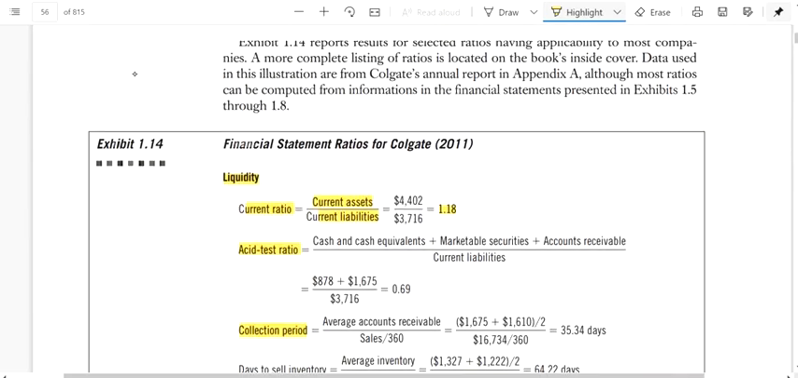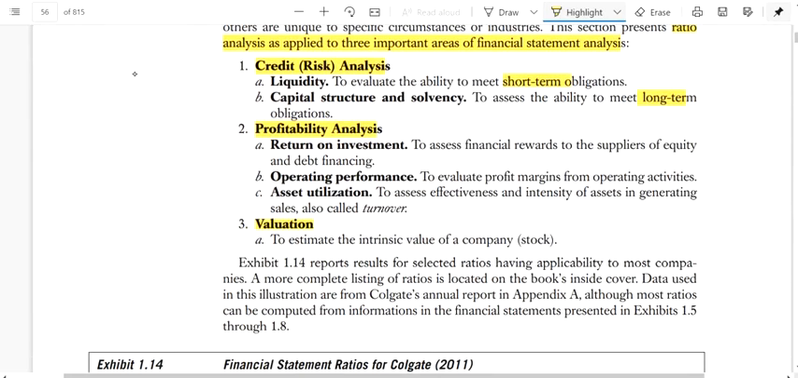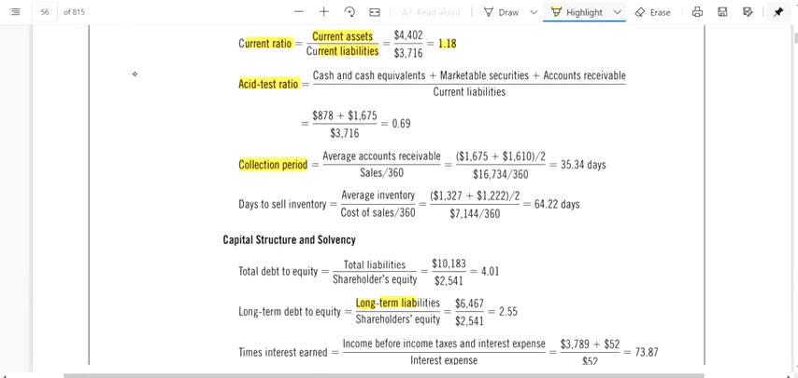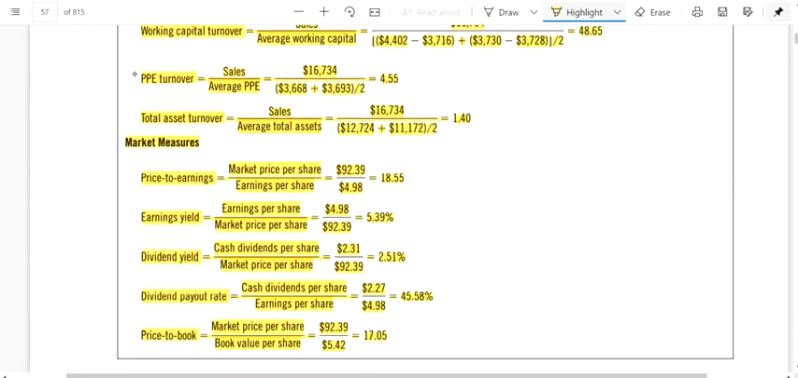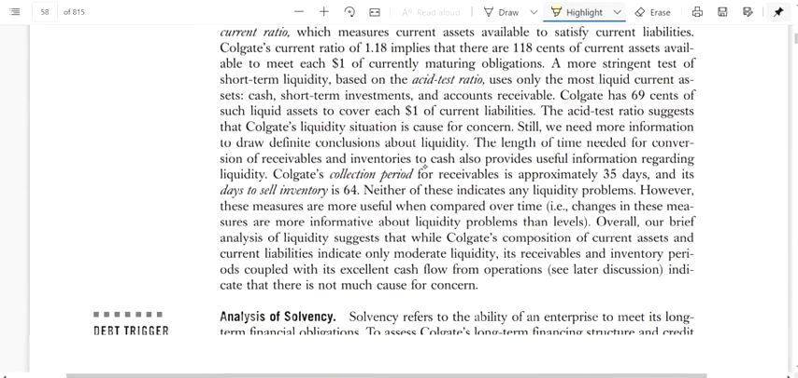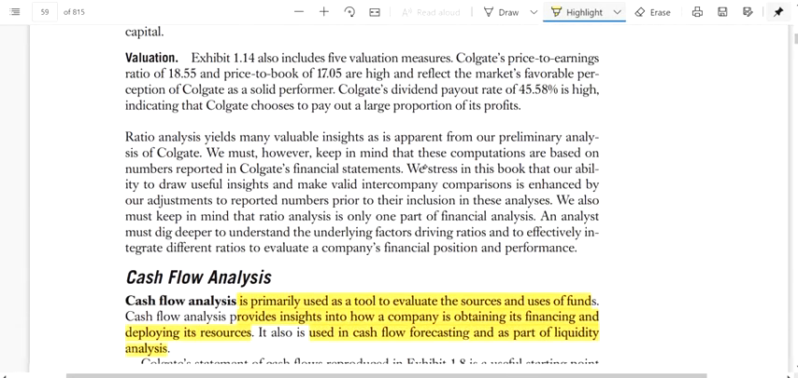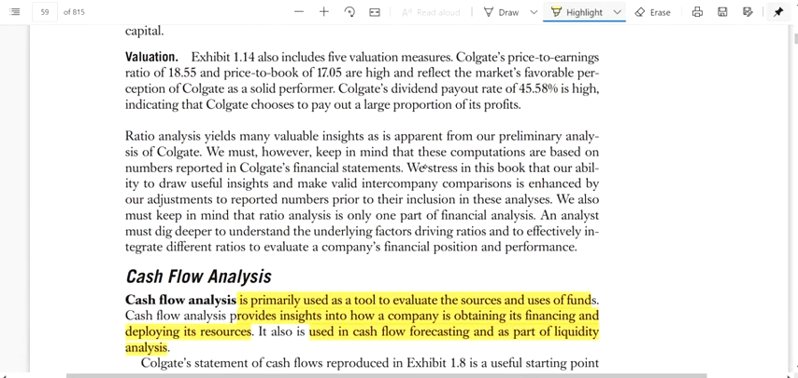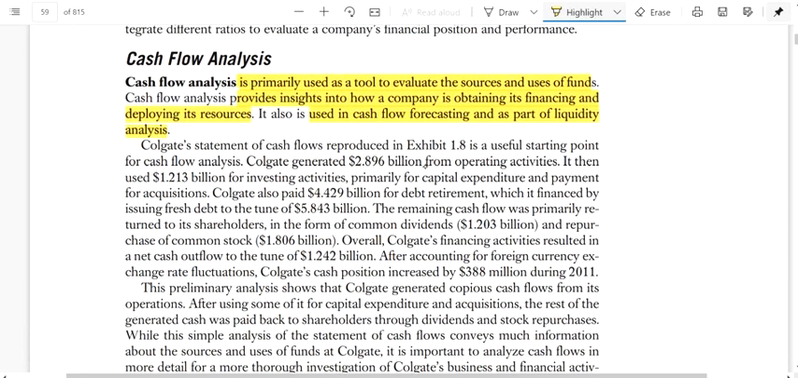Okay, so third one ialah valuation. Valuation is to estimate the intrinsic value of a company's stock. Okay, ni lah market measure. Valuation. So dah pun inilah you punya ratio analysis. So last kali analisis yang keempat iaitu cash flow analysis.